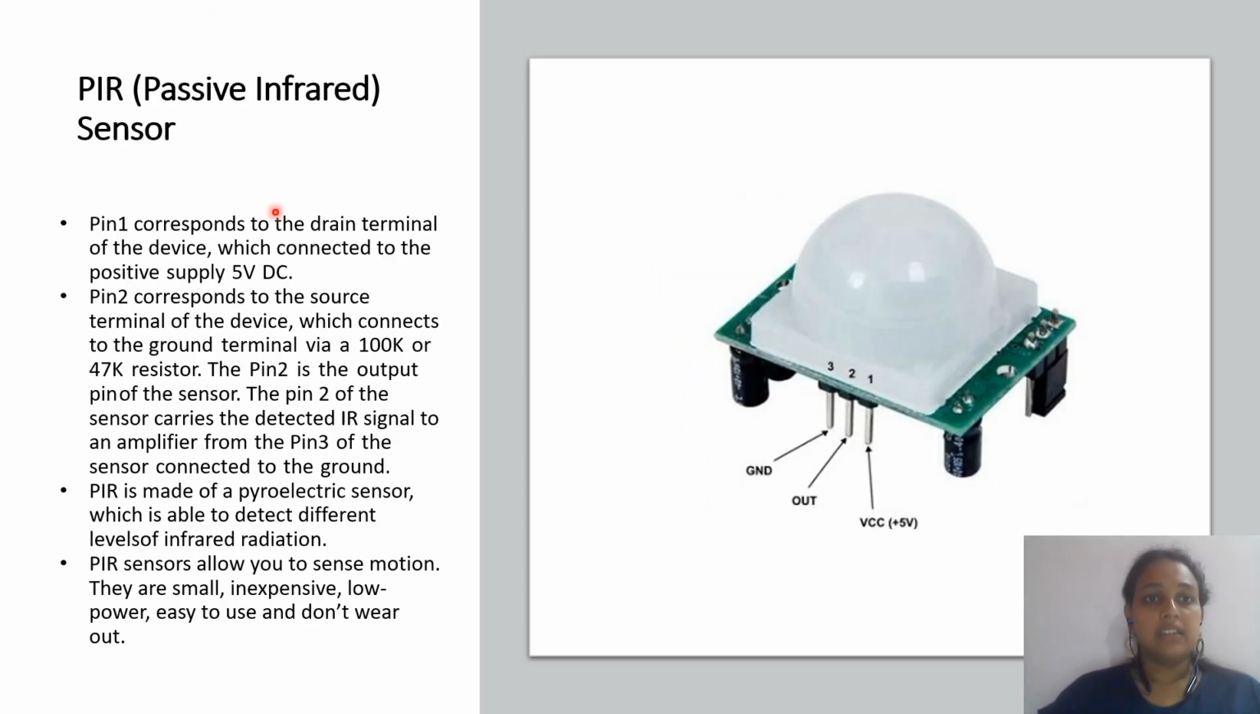Next is my PIR passive infrared sensor. Pin 1 is my drain terminal, pin 2 is my source terminal, and pin 3 is my ground. It senses motion. They are small, inexpensive, low powered and easy to use, and they don't wear out easily.